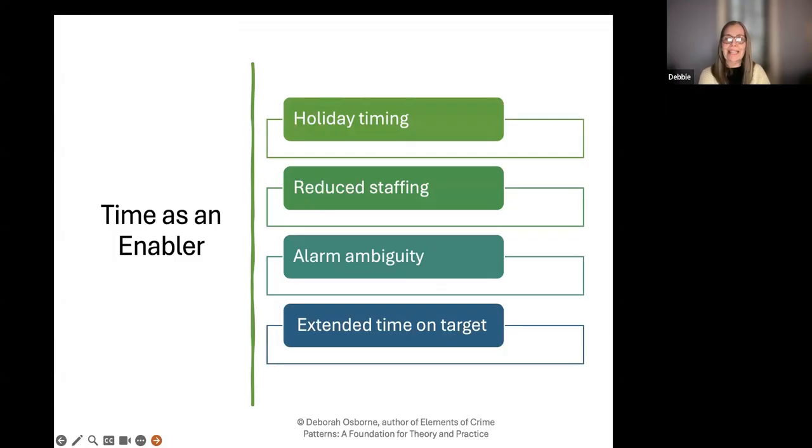So time was an enabler. So time is an element of crime patterns. And they knew there wouldn't be a lot of staff on holiday, timing and alarm ambiguity. So there might have been some familiarity with how alarm systems would work there. And then, of course, the extended time on target, knowing that there's time to do things.